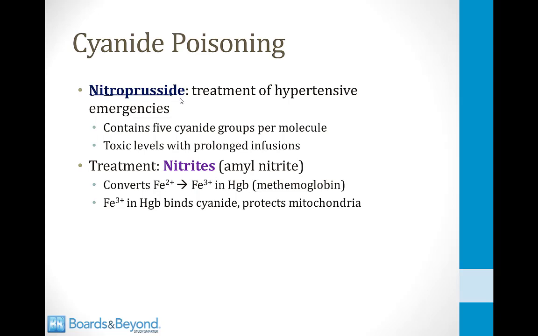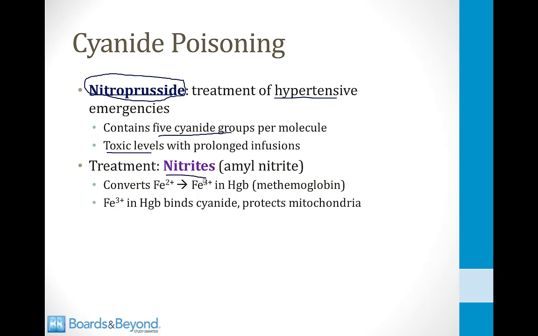In modern clinical practice, one of the ways patients can potentially get cyanide poisoning is from nitroprusside. This is a hypertensive medication used to treat hypertensive emergencies. It contains 5 cyanide groups per molecule of nitroprusside. So if you expose people to this drug for long periods of time, they can develop toxic levels of cyanide. In actual clinical practice, we never give nitroprusside for more than a day or so because we don't want patients to get cyanide poisoning.